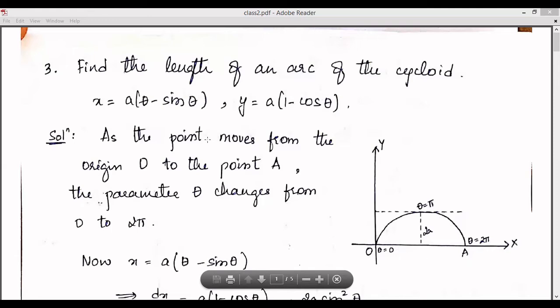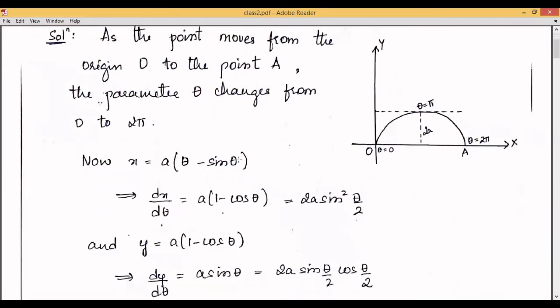So the formula in parametric form to find the arc length is the integral of root of (dx by d theta) whole square plus (dy by d theta) whole square, integrated with respect to theta between the limits theta 1 and theta 2. In the formula I gave it in terms of t, and here it is given in terms of theta. Okay, so let's move on.